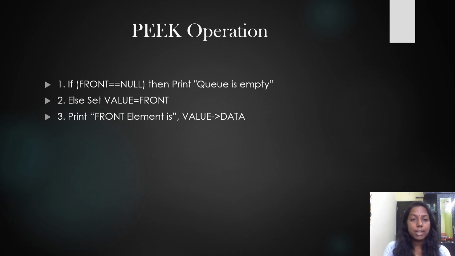So that deleted node is the del node data. Peek operation. Peek is, if front is equal to null, then it is empty. Else we just set the value to be front and the front element is printed. That is, it basically displays the front element's data.